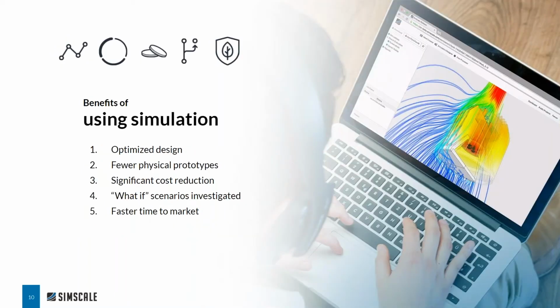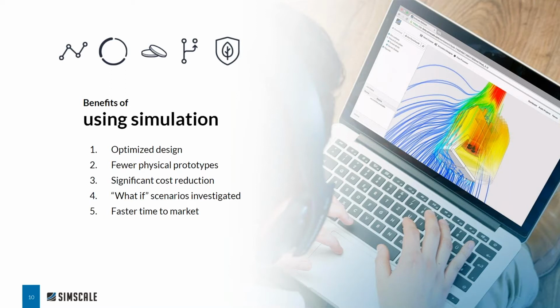So, and what is even the benefit of using simulation per se? What we can achieve with simulation in the early design phase is that we can have an optimized design. Therefore, we can have fewer physical prototypes that we need. So we save a lot of time and therefore money. That comes also with a significant cost reduction in the product development process itself.